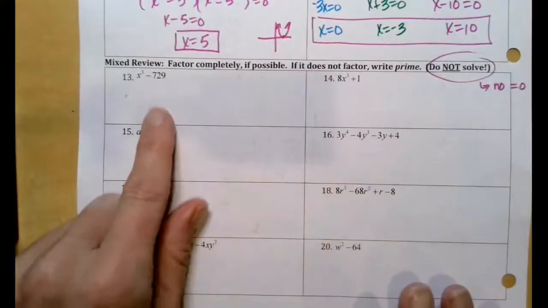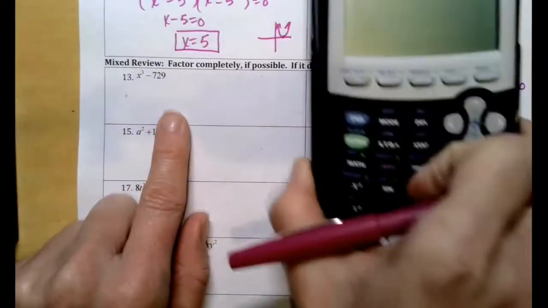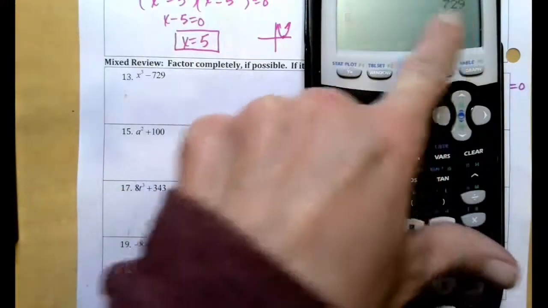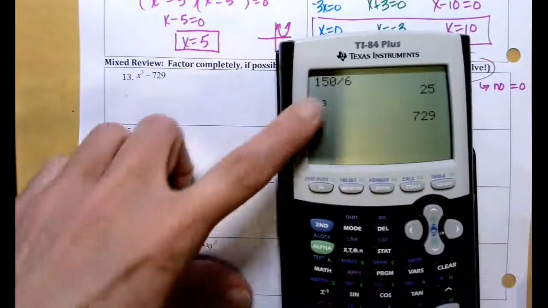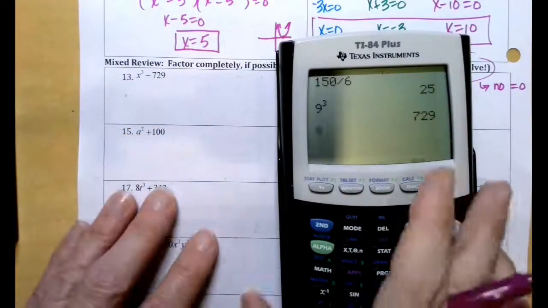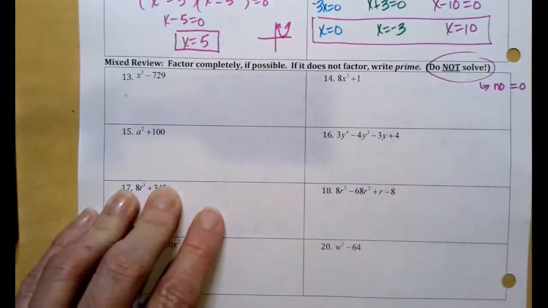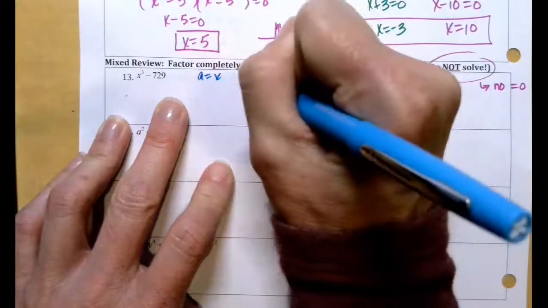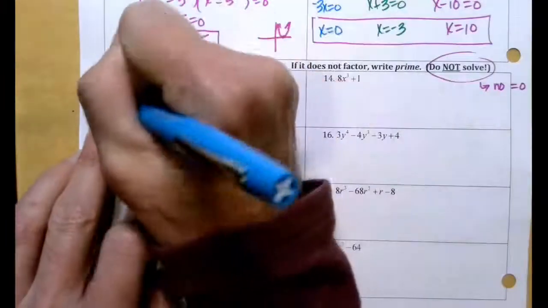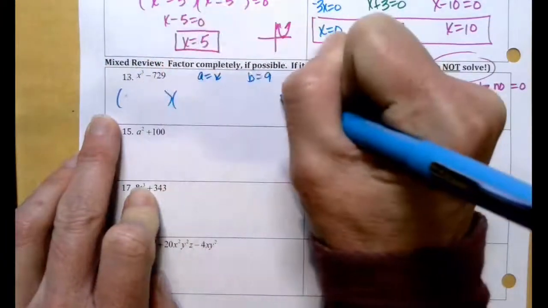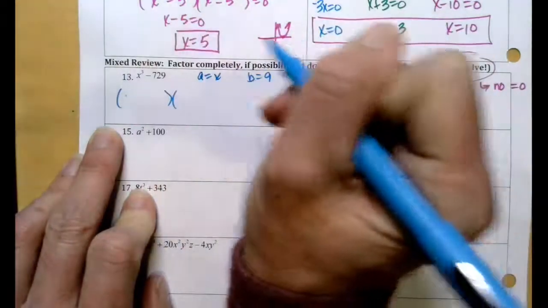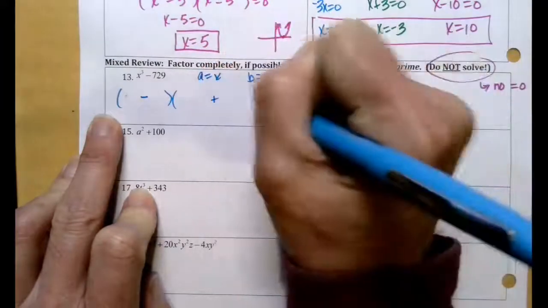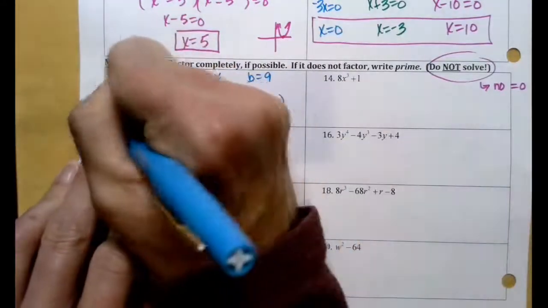So I know that 729, I think, let's verify that. Is that 9 cubed? Yep. 9 to the third power. Definitely. So for this one, my A value is x and my B value is going to be 9. So I set up my binomial, trinomial, and I have the same sign, the opposite sign, always positive. Remember our SOAP.